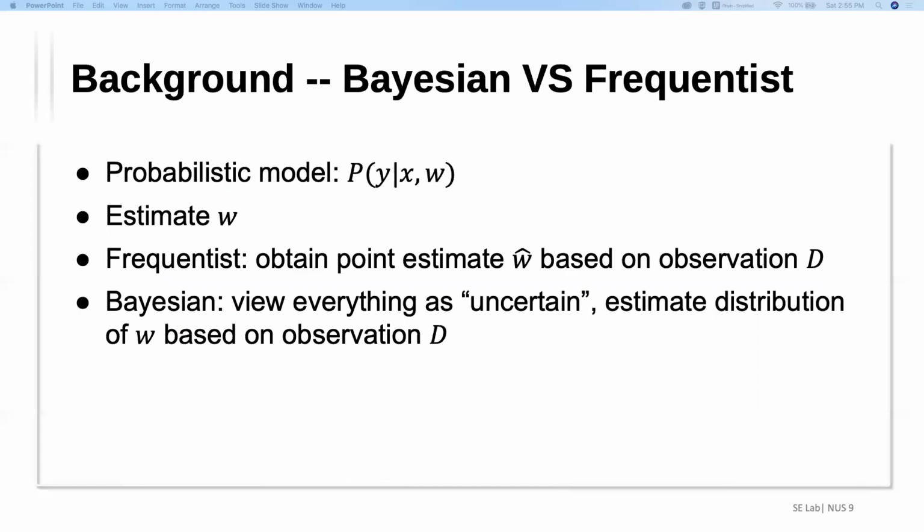You might have heard of the Bayesian versus frequentist debate in probability theory. Basically, when we want to build a probabilistic model, P(y given X and W), the interest is to estimate W because W is unknown. From the frequentist point of view, we will obtain a point estimate of W called W hat based on what we observed. But from the Bayesian point of view, everything is uncertain. So I will estimate the distribution of W instead of a single fixed value, based on my observation D.